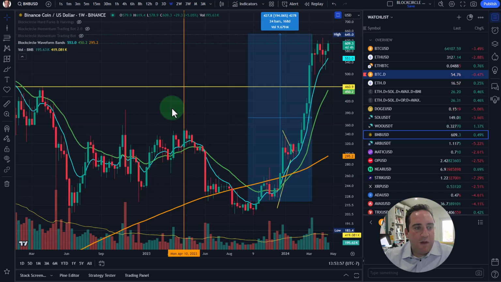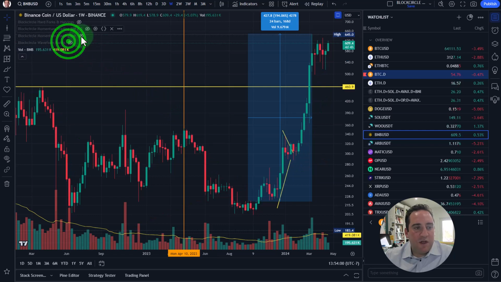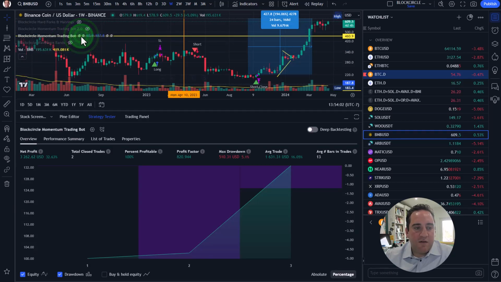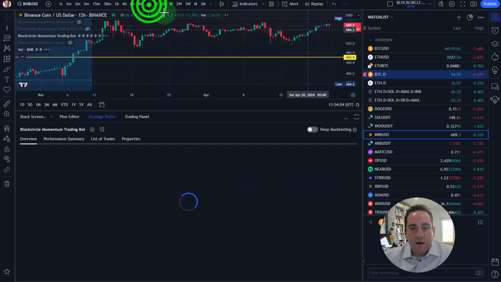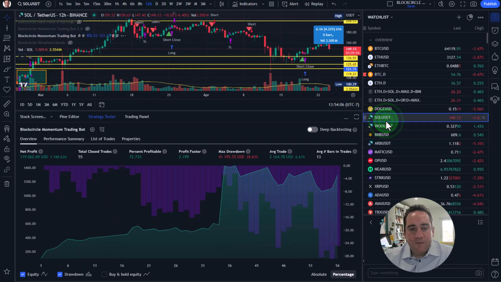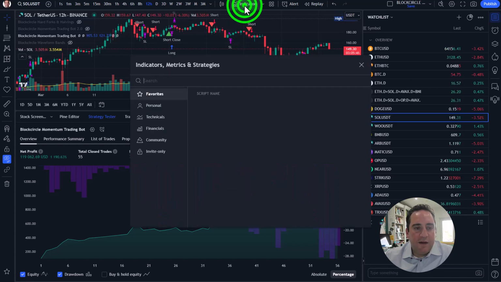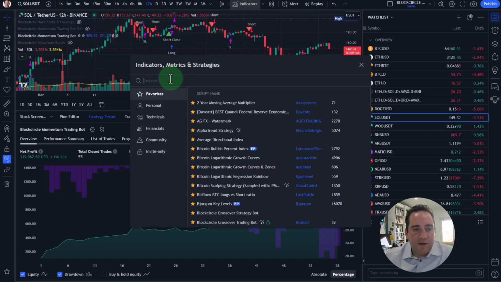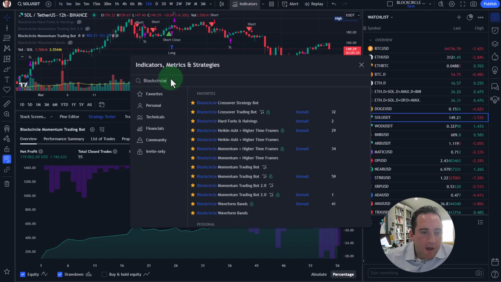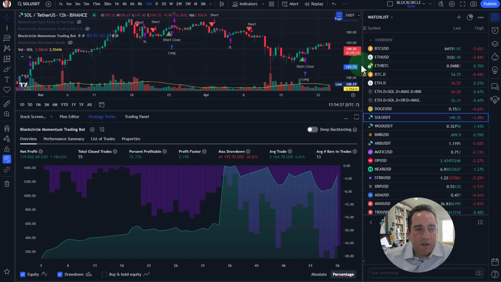And let me walk you through the Block Circle Momentum Trading Bot as an example of what a strategy is. So this is how it works on TradingView. I can go into TradingView and add a strategy the same way that you add an indicator. So if I say Block Circle and I want to add the Momentum Trading Bot, you click it, and when you click it, it'll be added to your chart.